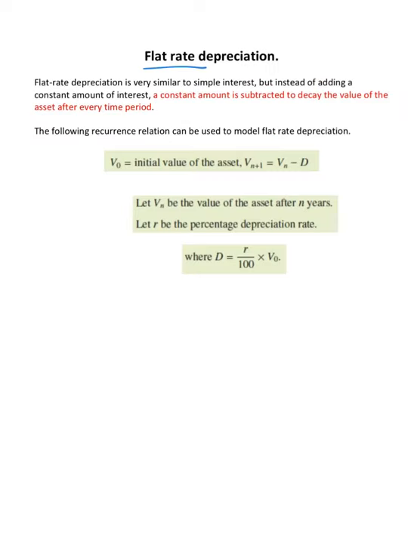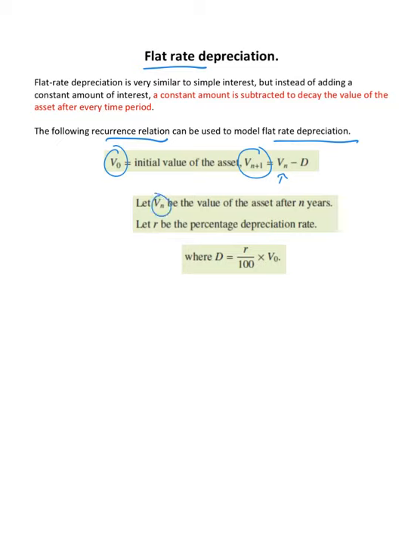Flat rate depreciation is very similar to simple interest, but instead of adding a constant amount of interest, a constant amount is subtracted to decay the value of the asset over every time period. So instead of increasing in value, it's going to decrease in value. The following recurrence relation can be used to model flat rate depreciation. We've got V0, our initial value of the asset, and then the rule: V(n+1) is equal to the current term minus D. You remember in interest, we've got plus D. In depreciation, we've got minus D.